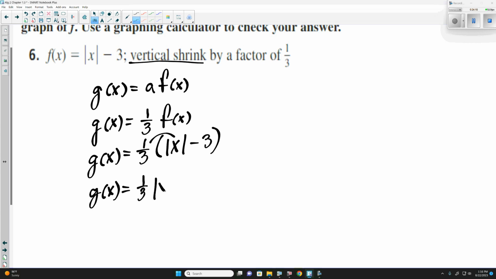Because indeed we are going to have 1/3 times the absolute value of x. But we also have to multiply it by the 3. We have to multiply it by both. So if you cut a pizza into thirds, 3 slices, and you have 3 slices, how many do you have? 3 slices, but they make a whole. Yeah, 1/3 times 3 is 1.